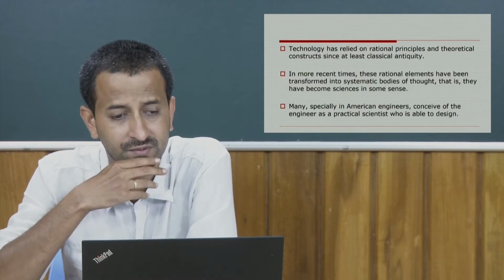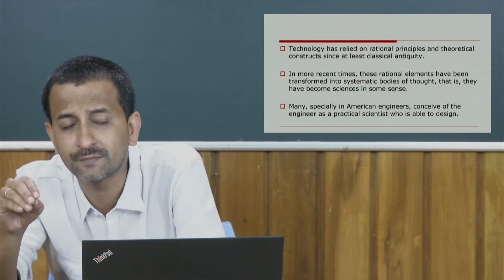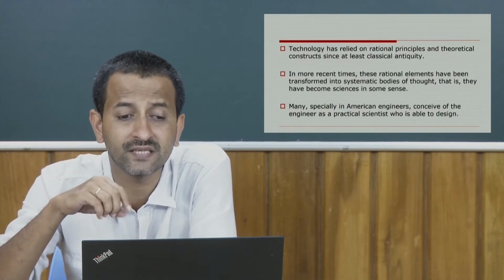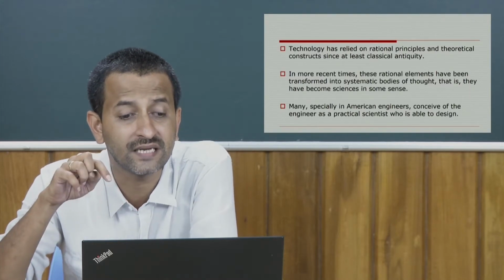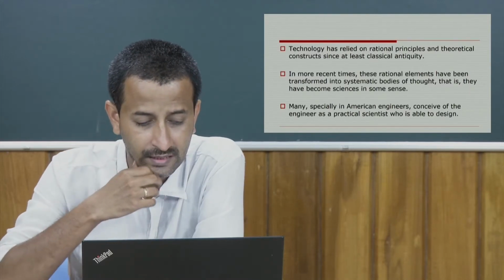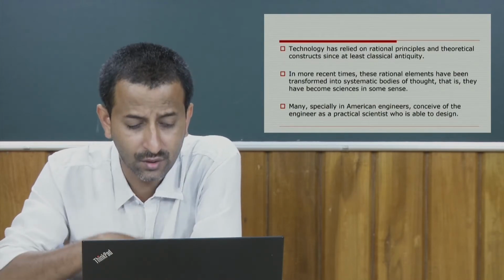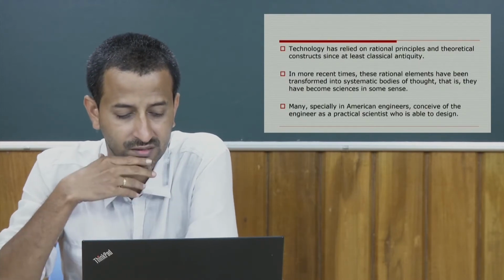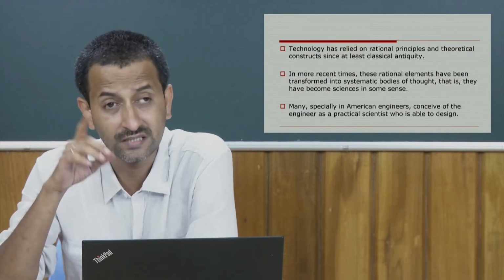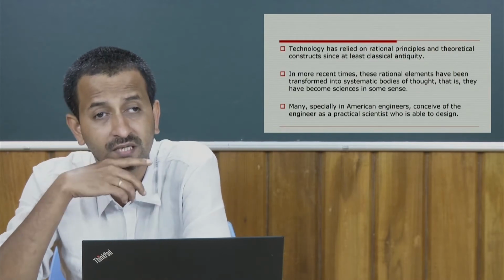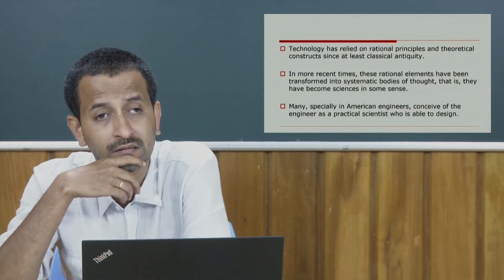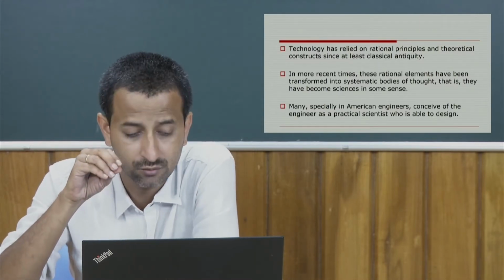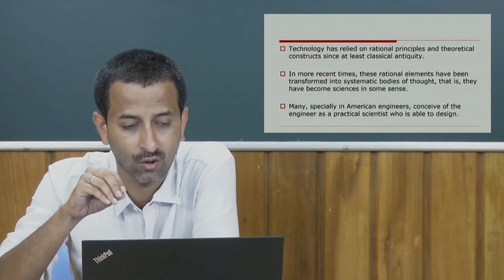In more recent times, these rational principles, these rational norms, values have been transformed into systematic bodies of thought, that is, they have become sciences in some sense. And it is these theoretical parts of technology that present the biggest problem for models of the interaction of science and technology. Zilsel, who provided a Marxist interpretation of the relationship between science and technology, thought technological rules were embryonic laws of nature.